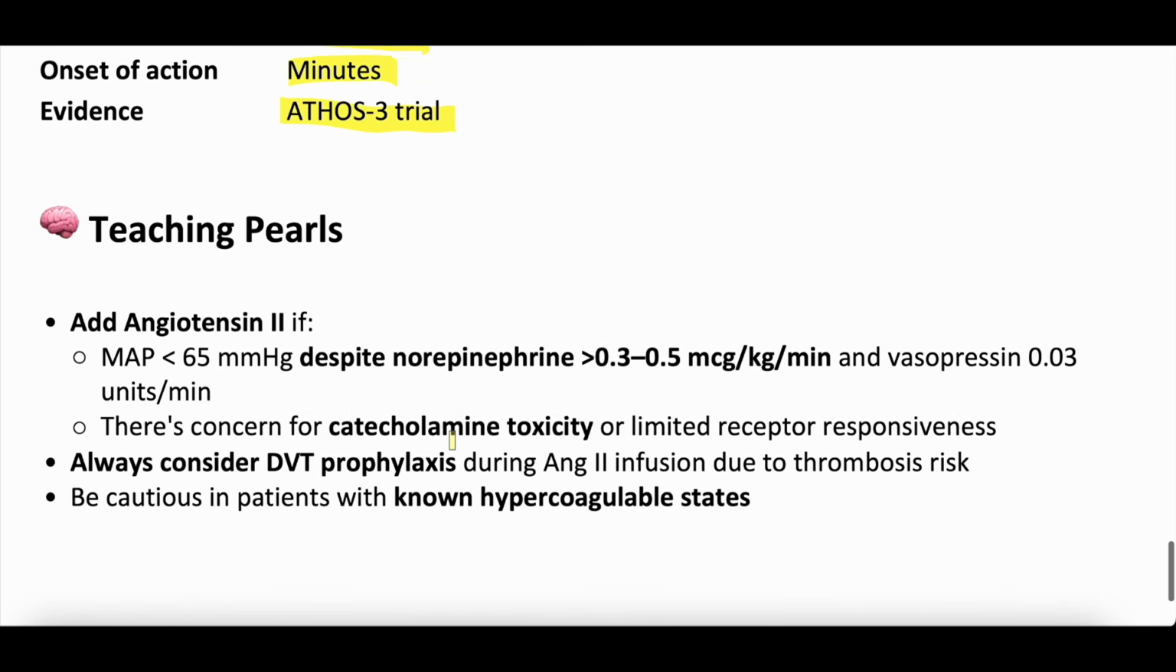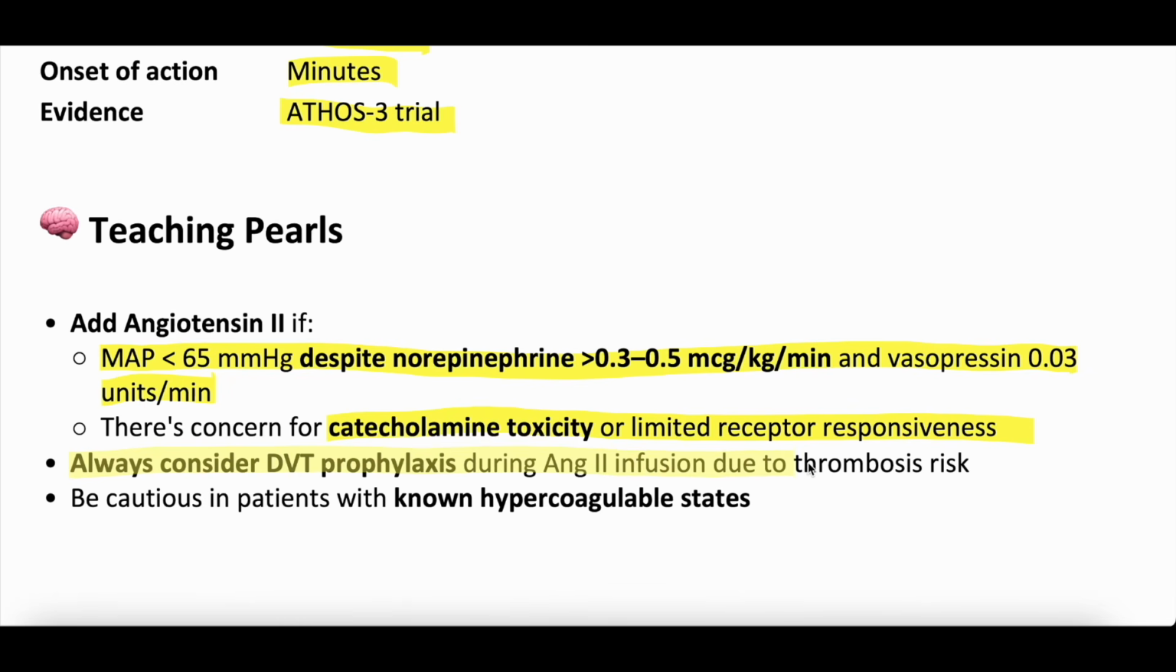So from a teaching standpoint, consider adding angiotensin II if MAP is less than 65 despite norepinephrine and vasopressin being on, and there's concern that there could be catecholamine resistance or limited receptor responsiveness. Always consider DVT prophylaxis during angiotensin II infusion due to the thrombosis risk, and be cautious in patients with known hypercoagulable states. So hopefully that was helpful.